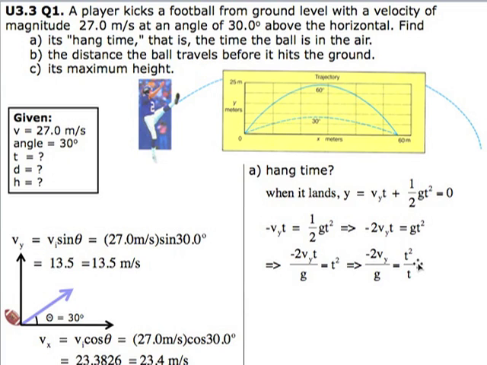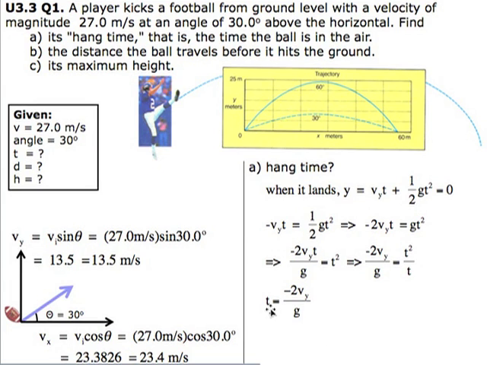So we're going to reduce this t, which means we get rid of one of the t's on the top, and we've got t all by itself. Our final equation is t equals negative 2 Vy all over g. Then if we put in our numbers, we get negative 2 times the velocity in the y direction over negative 9.8, and then we plug that into our calculator.